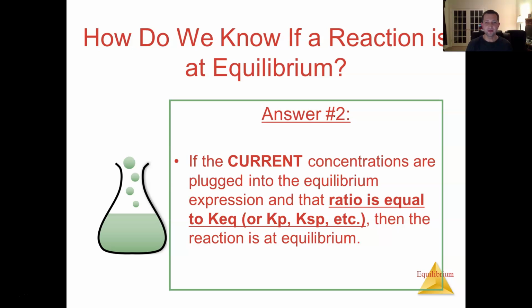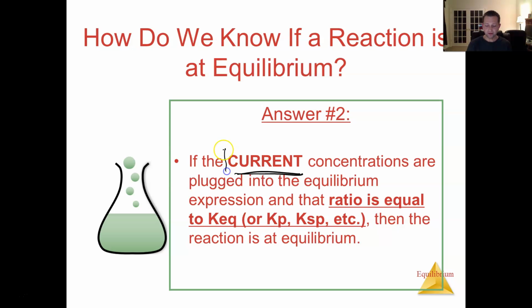Another way to do it is to find something called a reaction quotient. So what you can do is, if the current, okay, that's important, if the current concentrations are plugged into the equilibrium expression, and that ratio is equal to KEQ or KSP or whatever, then the reaction's at equilibrium.